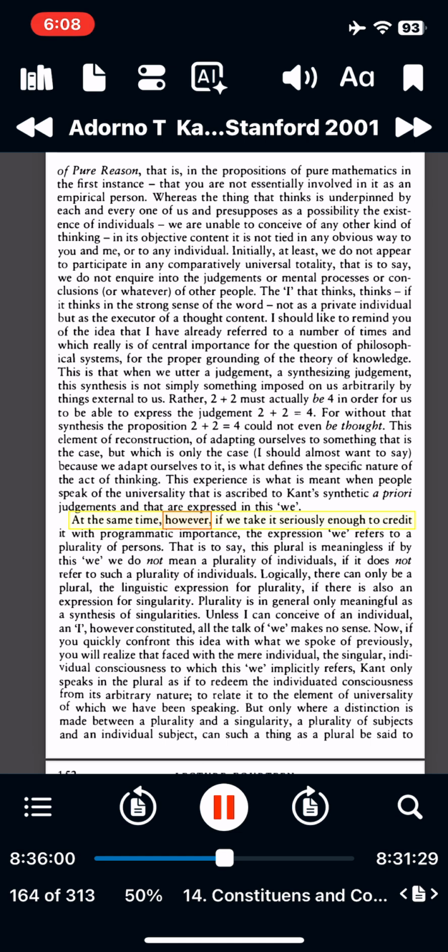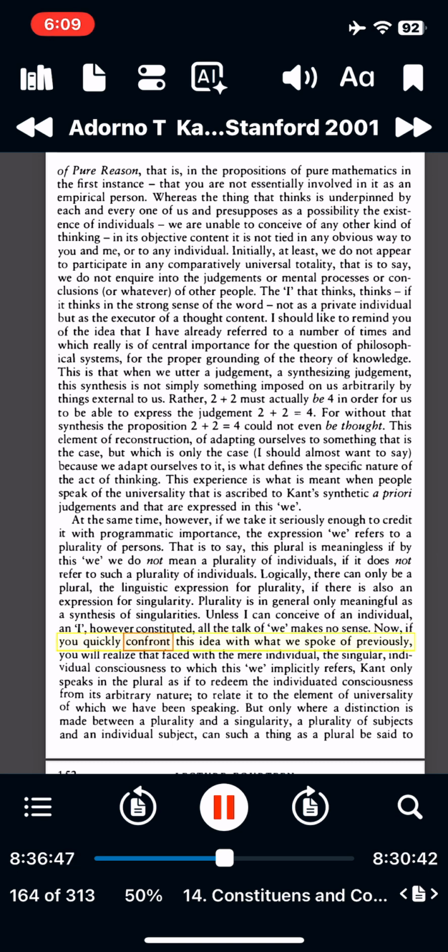At the same time, however, if we take it seriously enough to credit it with programmatic importance, the expression "we" refers to a plurality of persons. That is to say, this plural is meaningless if by this we do not mean a plurality of individuals, if it does not refer to such a plurality of individuals. Logically, there can only be a plural, the linguistic expression for plurality, if there is also an expression for singularity. Plurality is in general only meaningful as a synthesis of singularities. Unless I can conceive of an individual, an I, however constituted, all the talk of "we" makes no sense.